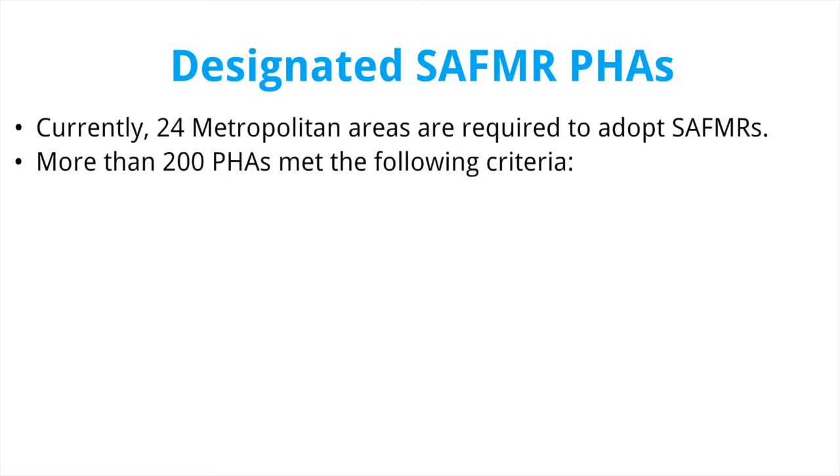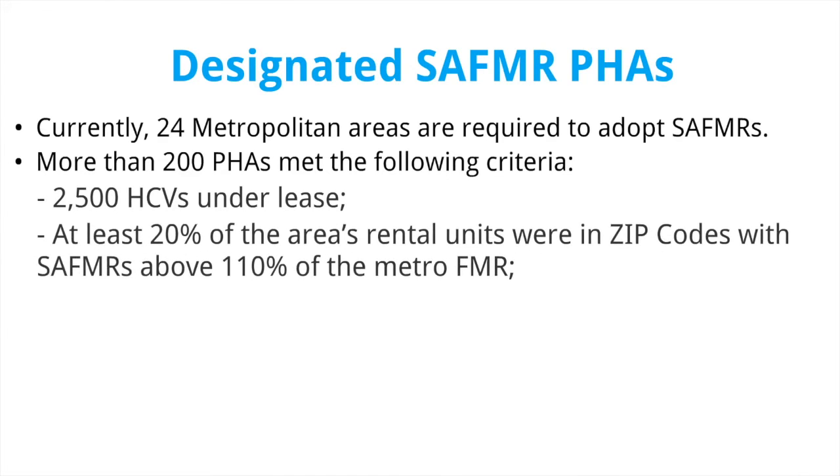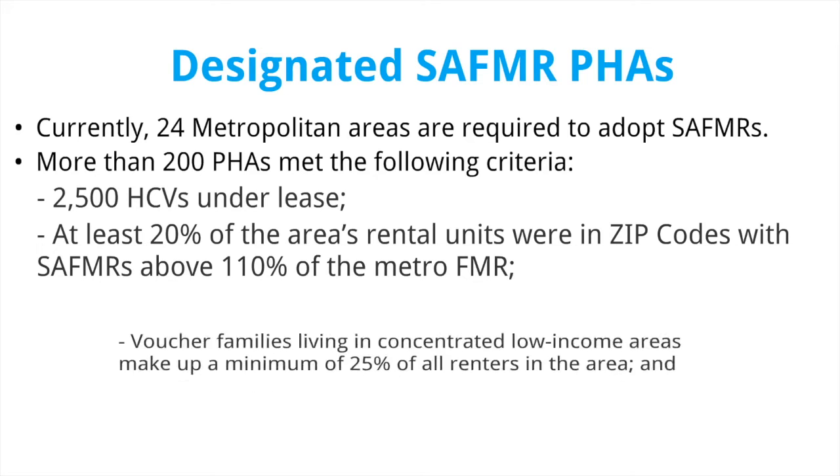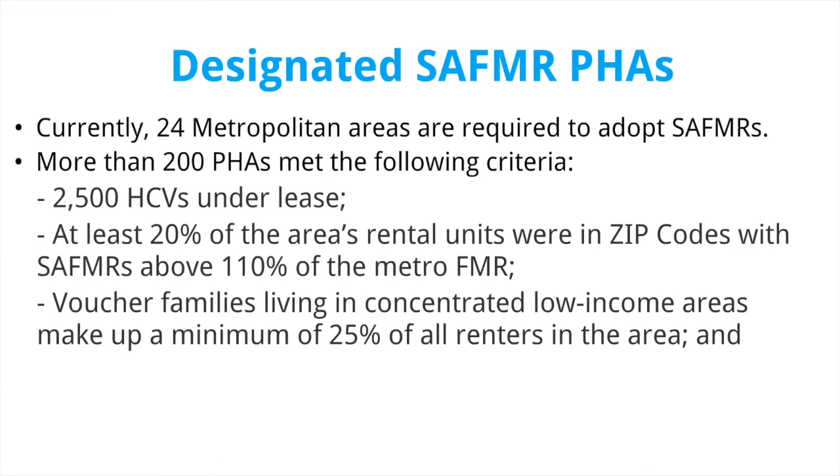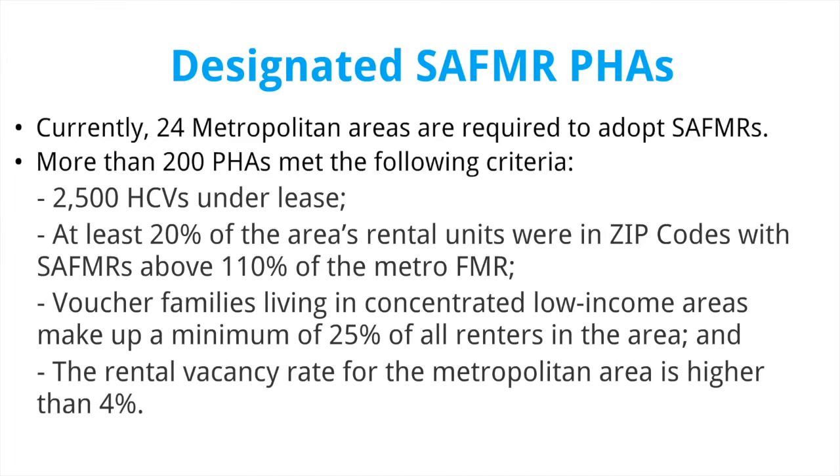There are at least 2,500 housing choice vouchers under lease. At least 20% of the area's rental units were in zip codes with small area FMRs above 110% of the metro FMR. Voucher families living in concentrated low-income areas make up at least 25% of all renters in that area, and the rental vacancy rate for the metropolitan area is higher than 4%.